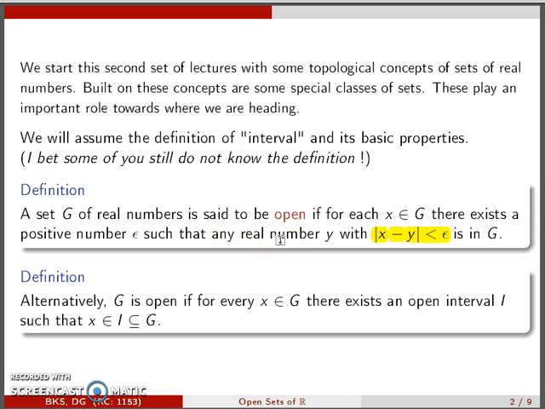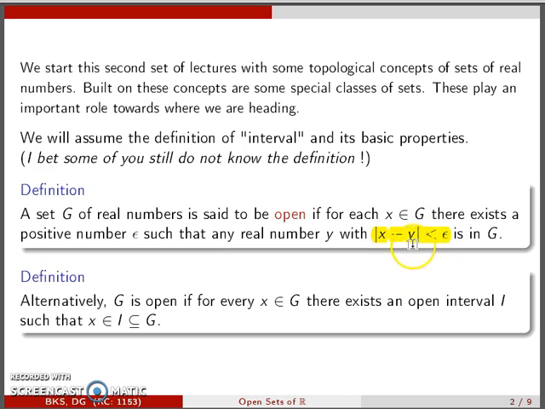So what's an open set? A set Z of real numbers is said to be open if for each x belonging to Z there exists a positive number epsilon such that any real number y with the property |x - y| < epsilon is in Z. In other words, if Z is open, then for each and every element x in Z and for each epsilon greater than 0, the real number y with this property, that the distance between x and y is less than epsilon, then y will always be in Z.